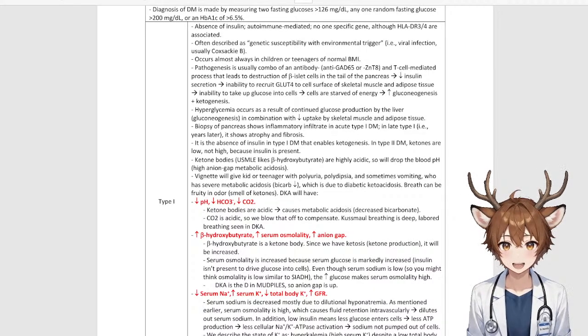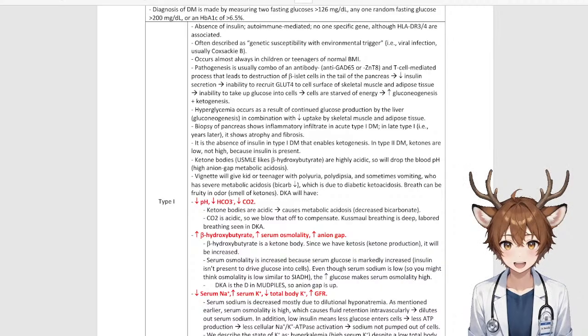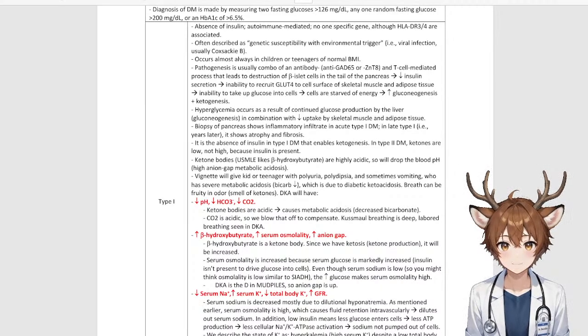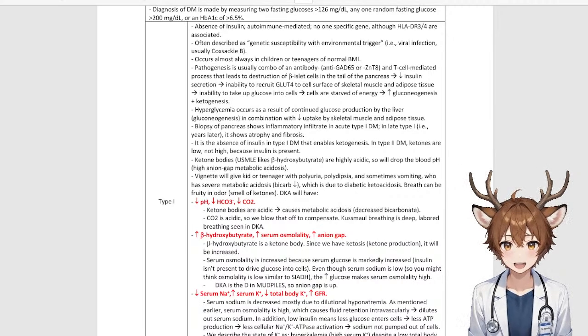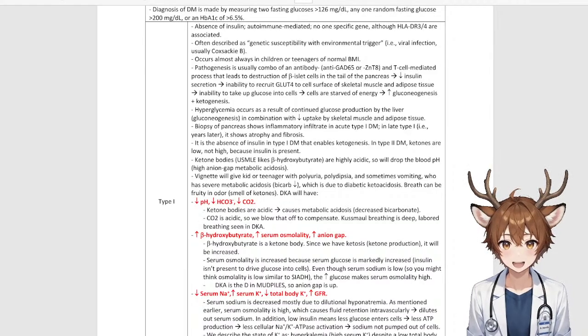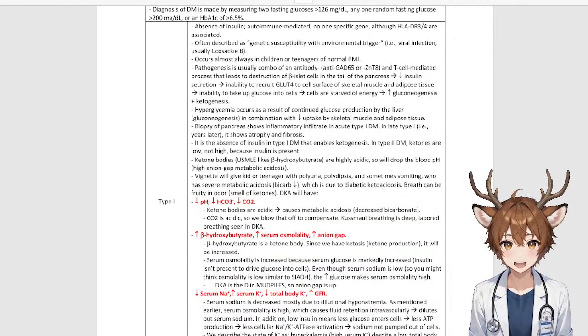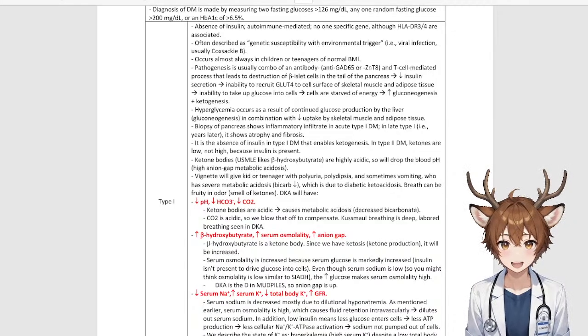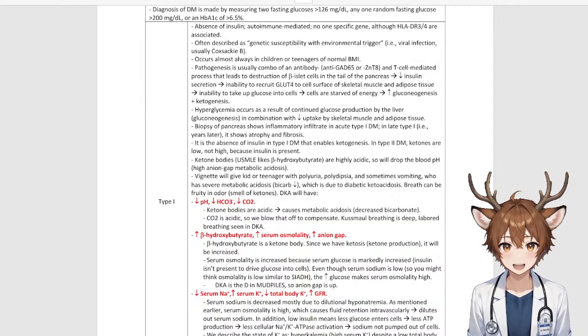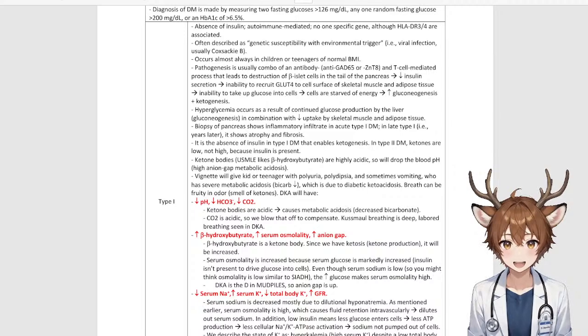Ketone bodies, on USMLE like beta-hydroxybutyrate, are highly acidic, so they will drop the blood pH, causing a high anion gap metabolic acidosis. The vignette will give a kid or teenager with polyuria, polydipsia, and sometimes vomiting who has severe metabolic acidosis, with bicarb decline, which is due to the diabetic ketoacidosis. Breath can be fruity in odor, the smell of ketones.